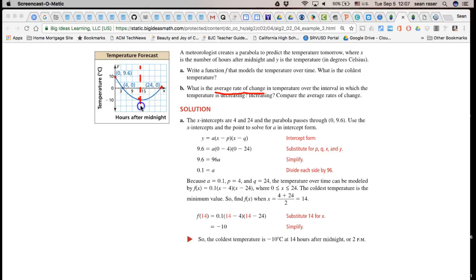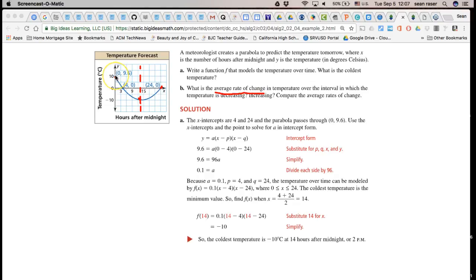So what that means is we're going to look at both sides of our parabola. We're going to look to the left of the vertex and the right of the vertex. Every parabola has one side that's increasing and one side that's decreasing. No matter what your parabola looks like, one half is always increasing and the other half is always decreasing.